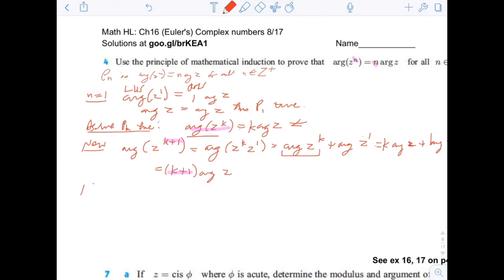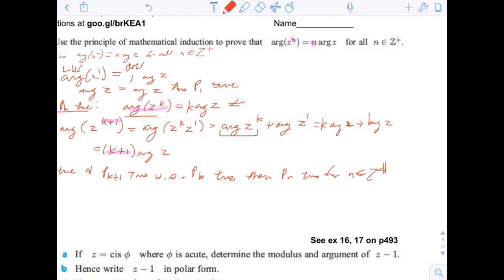So now I can say that if P1 is true and P of k plus 1 is true whenever P of k is true, then P of n is true for n all positive integers. Okay, that looks terrible.